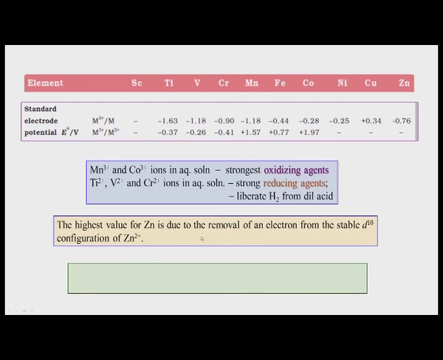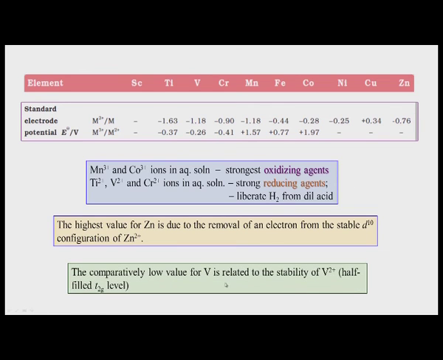And the highest value in all these cases is for zinc. The highest value for zinc is due to the removal of an electron from the stable d10 configuration of zinc 2+. It is not given here, but for zinc the bivalent to trivalent couple has a very high potential value, because we cannot go to zinc in the trivalent state.